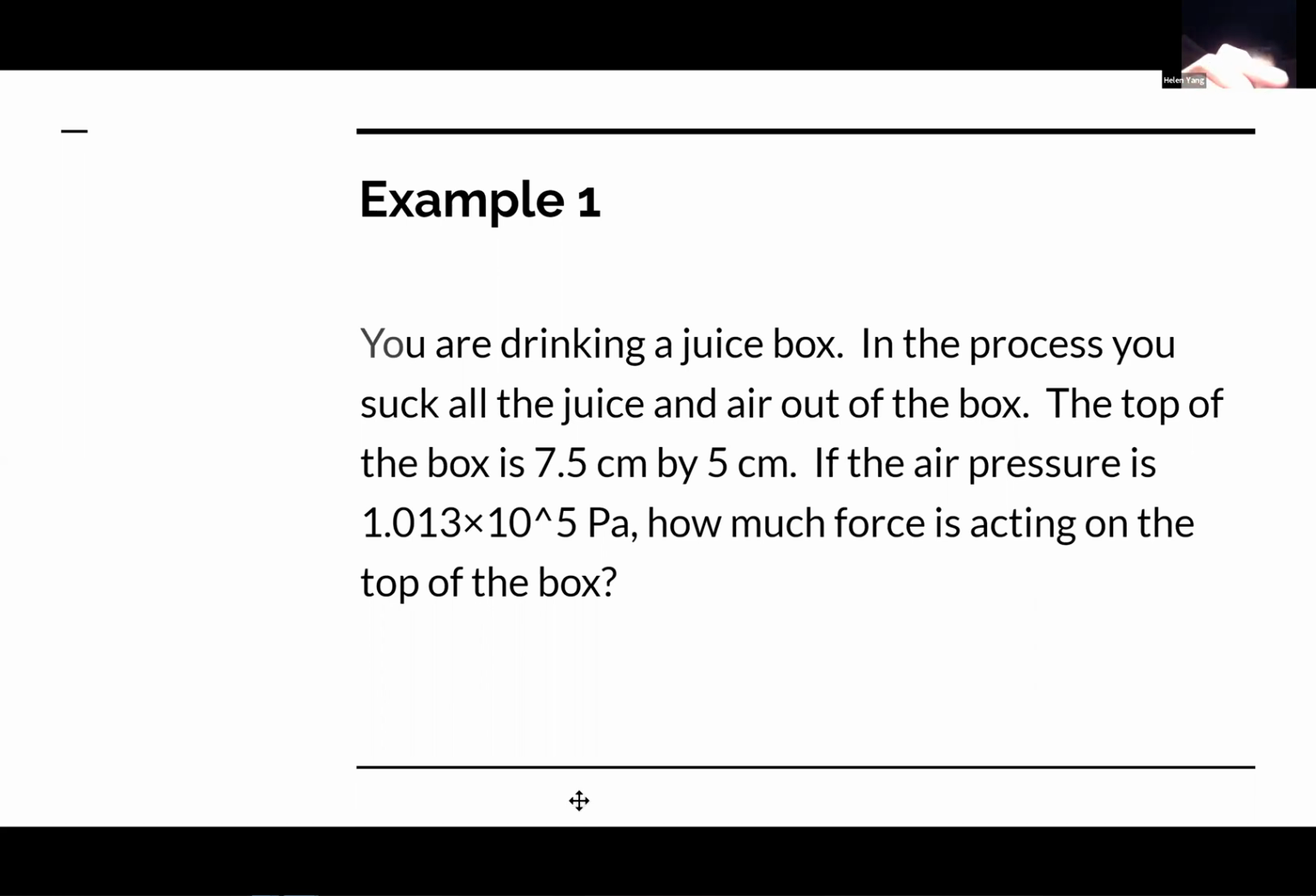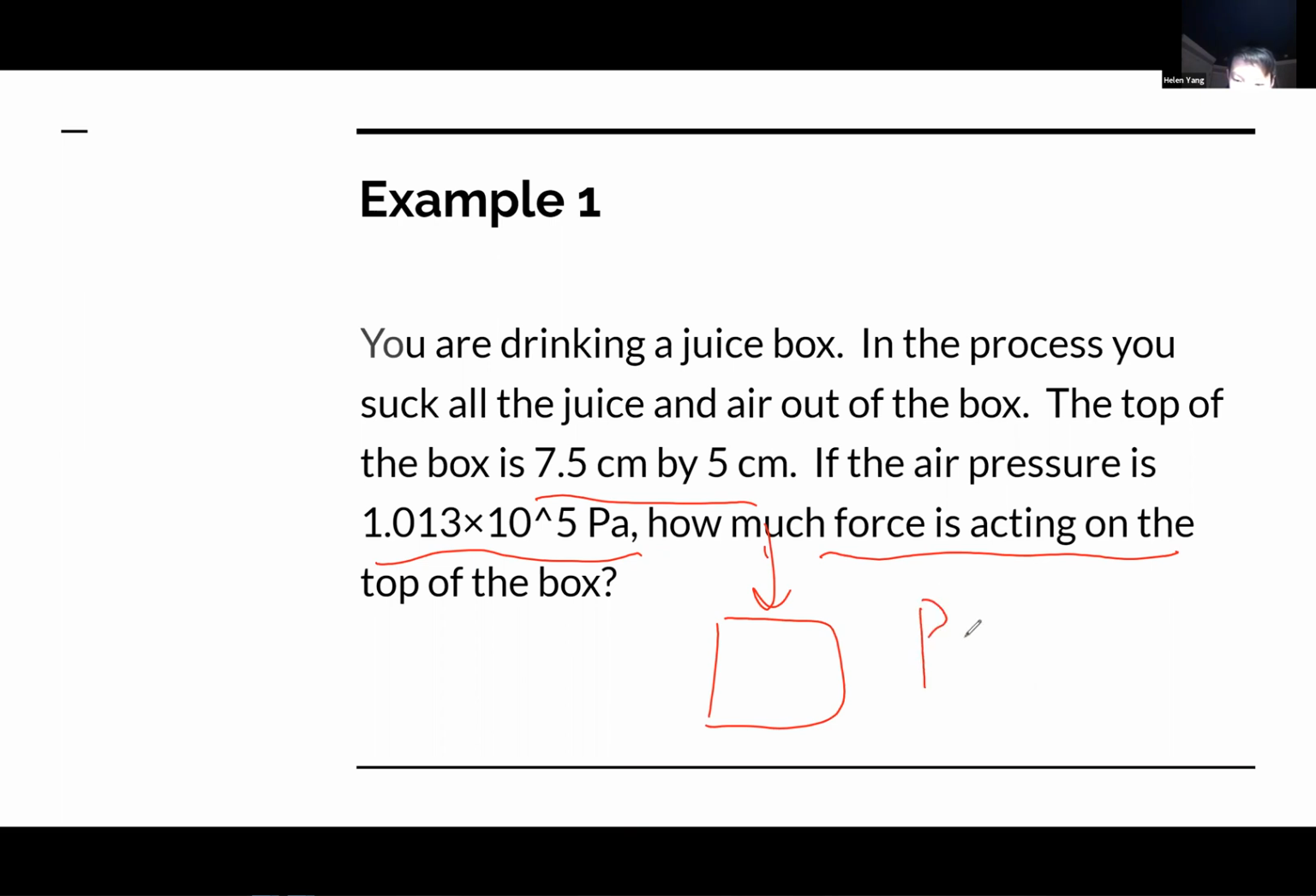Okay, so for this question, it says you're drinking a juice box. In the process, you suck all the juice and air out of the box. The top of the box is 7.5 centimeters by 5 centimeters, and the air pressure is 1.013 times 10 to the power 5 pascals. So it asks how much force is acting on the top of the box. So it would look like that.